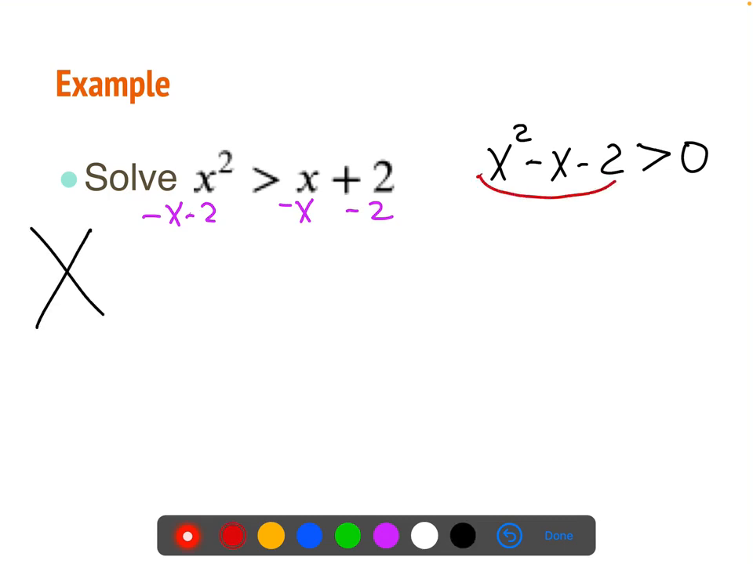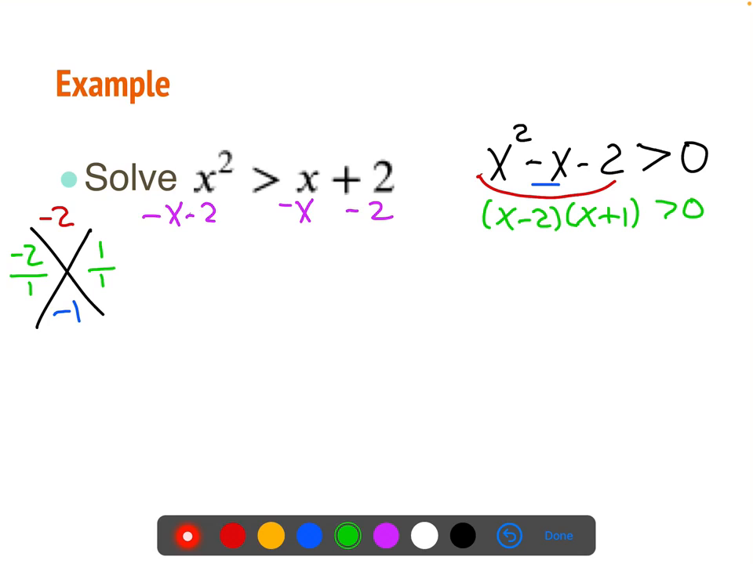A times C, 1 times negative 2 is negative 2. B goes on the bottom. Use my brain. Find two numbers that multiply to give me negative 2, but add to give me negative 1. That's negative 2 and 1. Divide by A. So this becomes x minus 2, x plus 1 greater than 0.